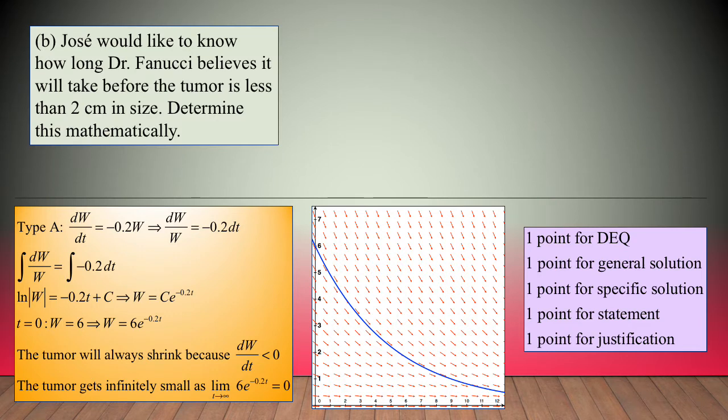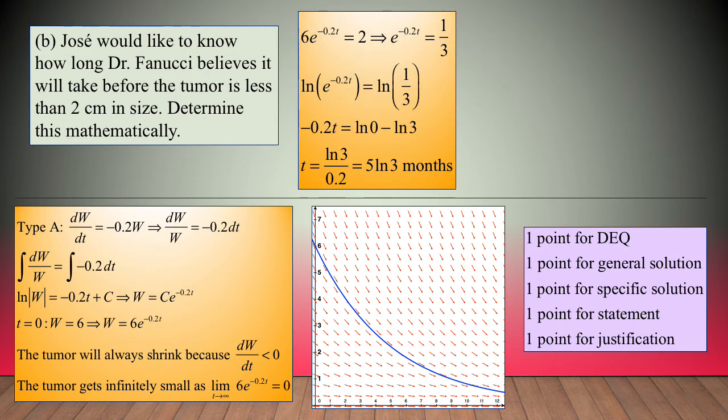As a follow-up to that question, Jose would like to know how long Dr. Finucci believes it will take before the tumor is less than 2 centimeters in size, and we would like to determine this mathematically. We set our size equation 6e to the negative 0.2t equal to 2. Since we are not permitted to use a calculator on this problem, we will solve it algebraically. We get e to the negative 0.2t is equal to 1/3.